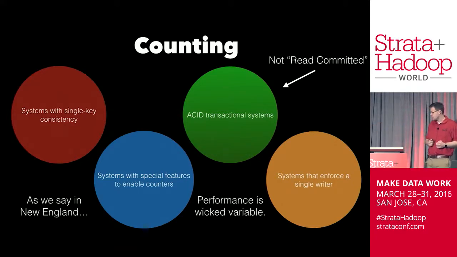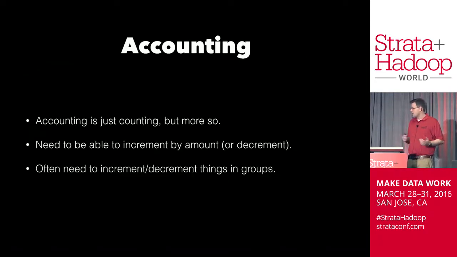As we say in New England, the performance of these systems is wicked variable. And I don't mean an order of magnitude, or 2 orders of magnitude, or 3 orders of magnitude. I mean sometimes 4 and 5 orders of magnitude difference in performance. Depending on your deployment structure, depending on how you built your application, you may be able to successfully count things, but it's going to take different amounts of resources and have different ceilings. Accounting has the word counting in it because it's basically just fancy counting.